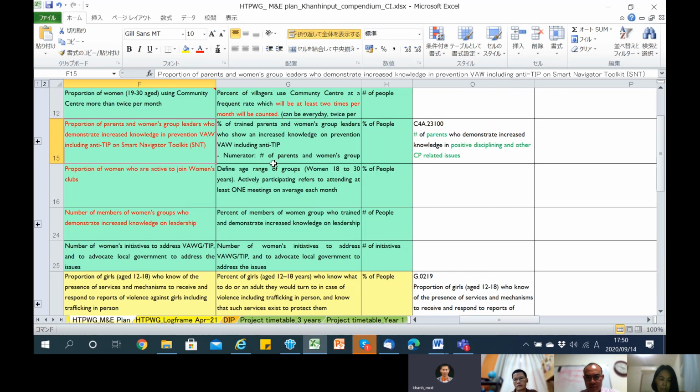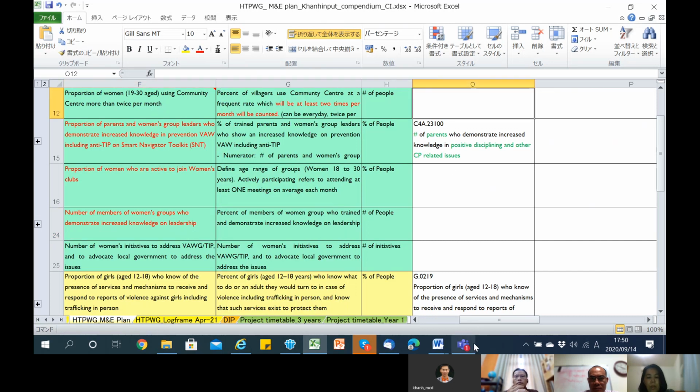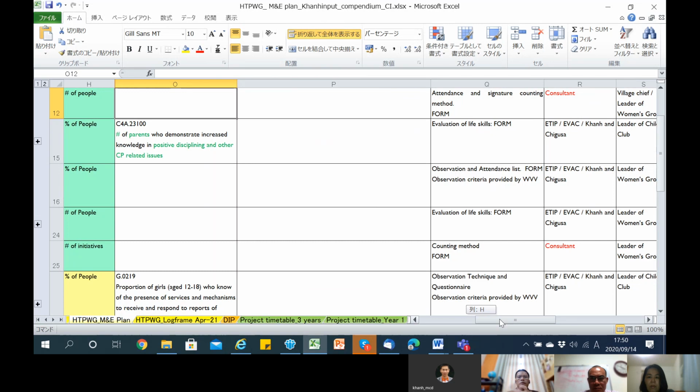Women are empowered with life skills. Proportion of parents and women group leaders who demonstrate sufficient knowledge. Does that mean that we ask? I don't think we have tools for them. But for the first question, proportion of women using the community center, this is really not a question. I think we just need to make an attendance list, right? And it's a very simple counting method.